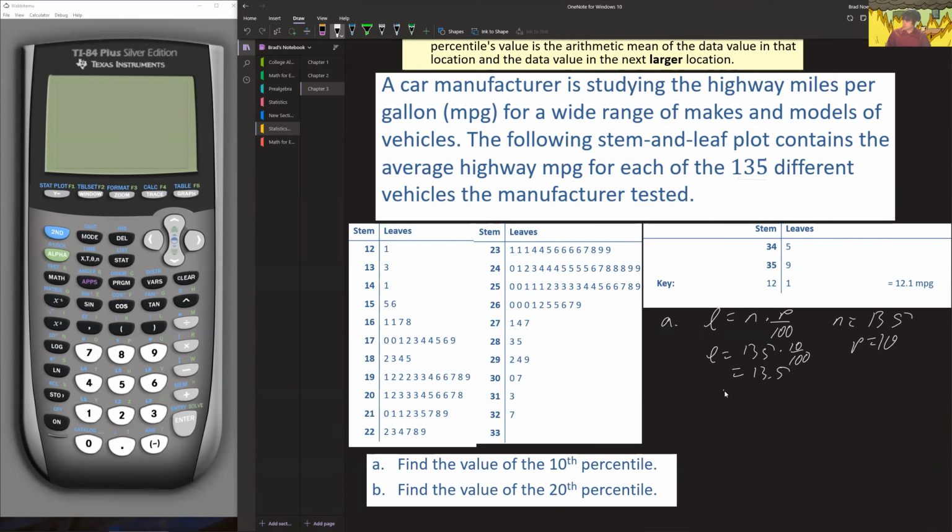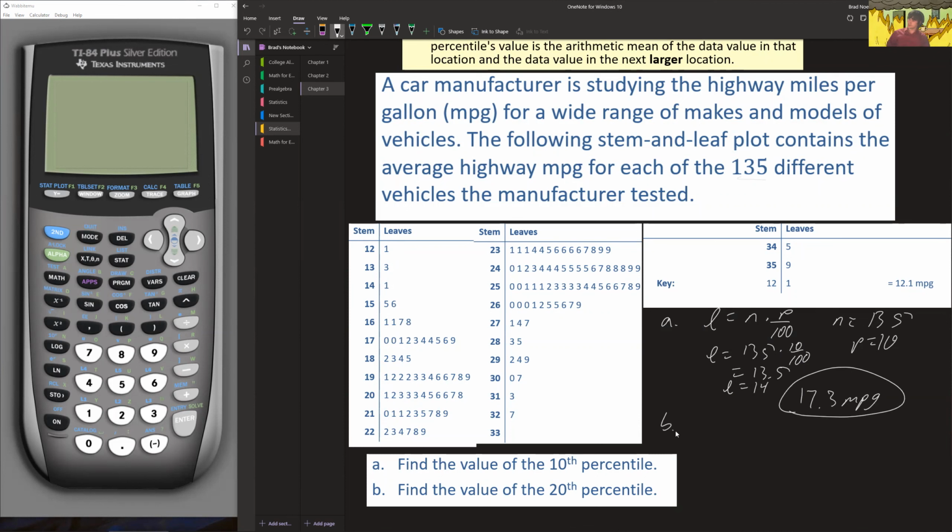So I get a decimal, I round that up. That tells me that the location I'm looking for is the 14th entry. So I need to find the 14th entry. 1, 2, 3, 4, 5, 6, 7, 8, 9, 10, 11, 12, 13, 14. So I see that it is 17.3 miles per gallon. Okay, so I simply found the 14th entry in my data list. Note that it needs to be an ordered array, so I need to make sure that it is ordered before I go and count which one it is.